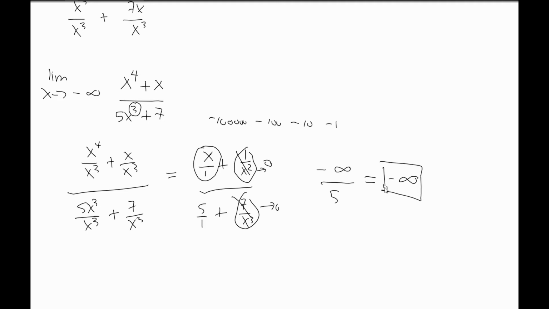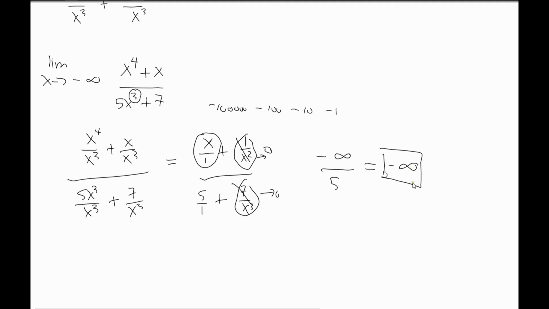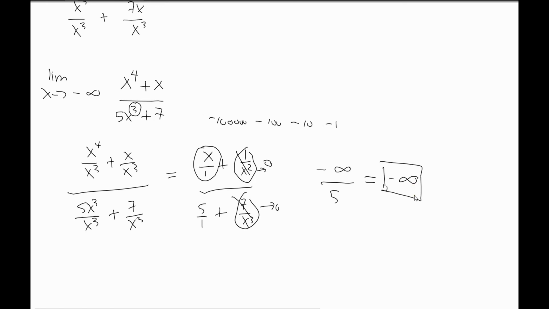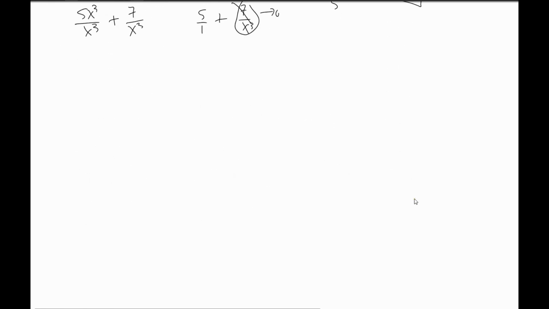Okay, so this is the basic way of solving for limits at infinity. So let's try to look at some strategies. One strategy is we look at the degree of the numerator and the denominator. If the degree of the numerator is equal to the degree of the denominator, then the answer is the coefficient.